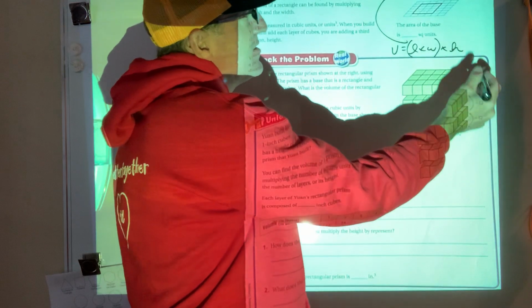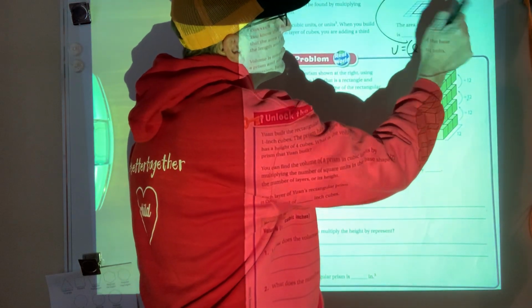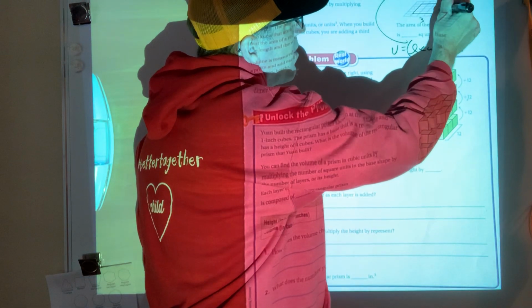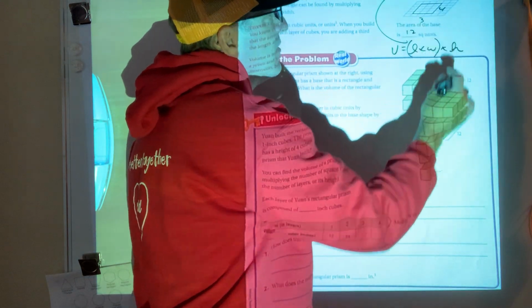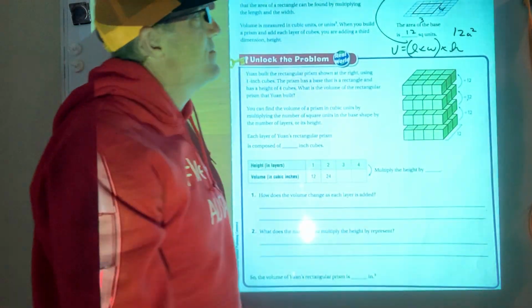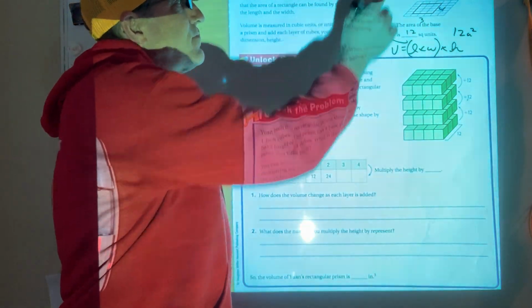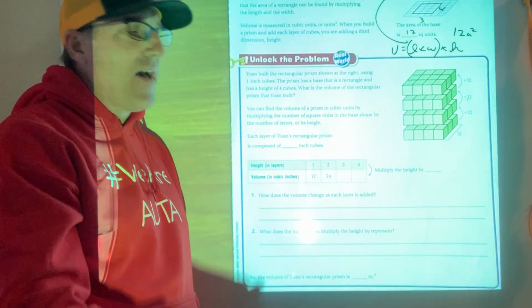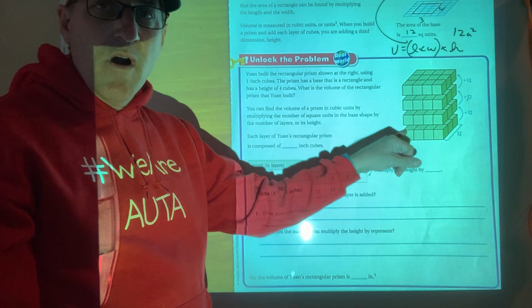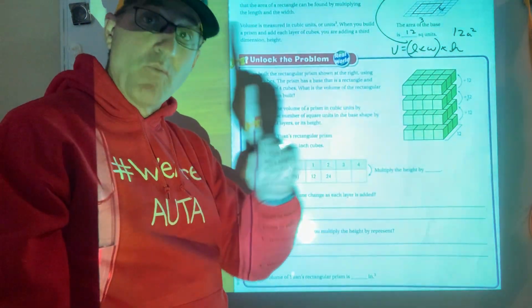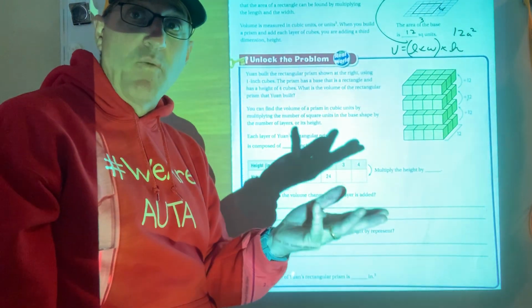Okay, so we're going to start with the area of a base. The area of this base looks like 1, 2, 3, and 1, 2, 3, 4. 3 times 4 is 12 square units. So I would write that as 12 units squared, right? Like they do right there. And now they're just going to show you why multiplying by the height matters. So if I have a height of 1, length times width is 3 times 4, which is 12, times 1 for the height of 1 would give me 12 cubic units.